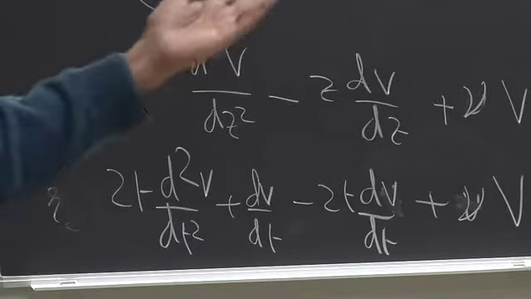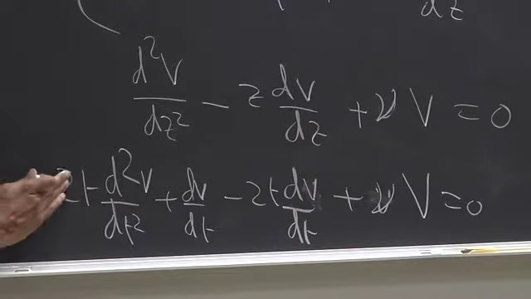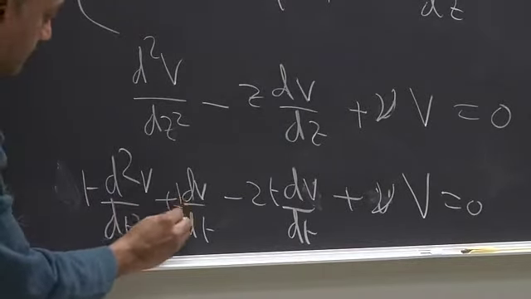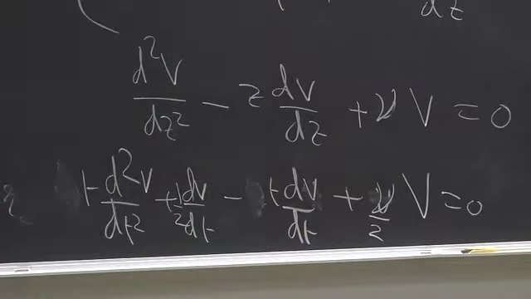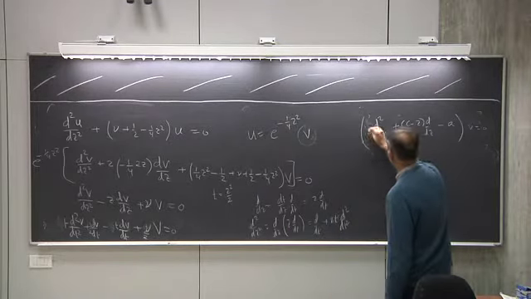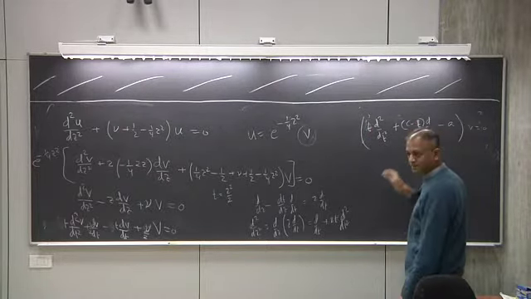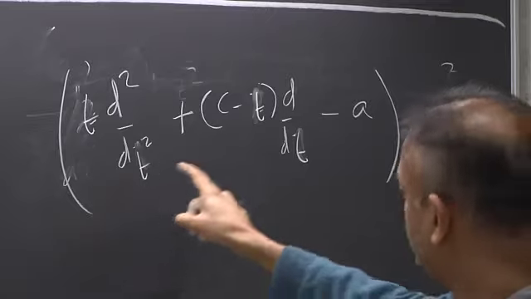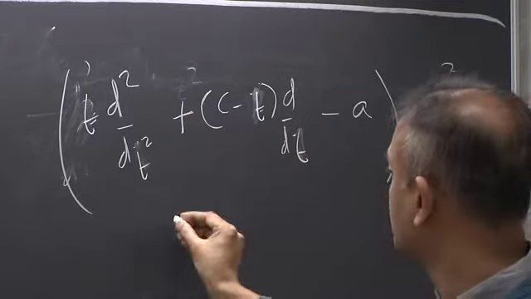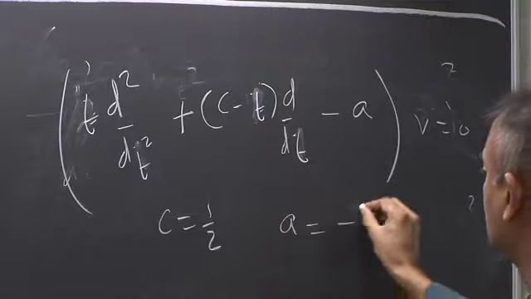Now it looks like the hypergeometric. Let's just divide by 2, so this goes out, there's a half here, and there's a half here. So we see that this equation, instead of z, written in terms of t, is the same equation except for the particular values of c and a: c is equal to half, and a is equal to minus nu by 2.